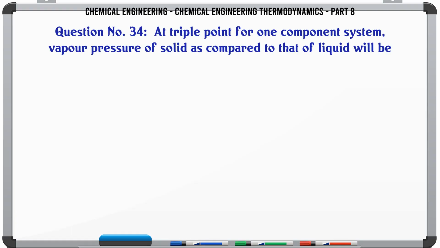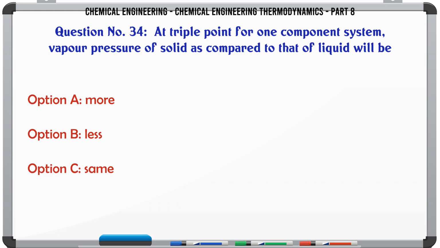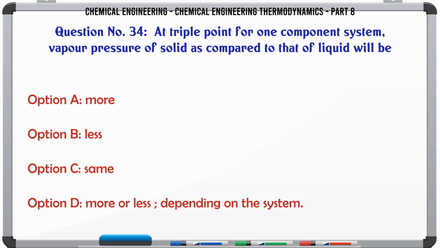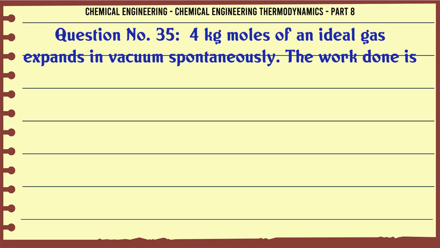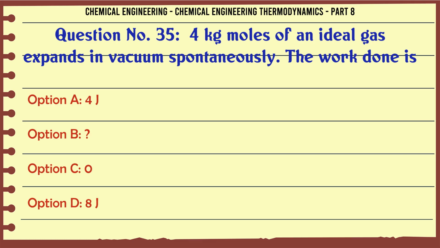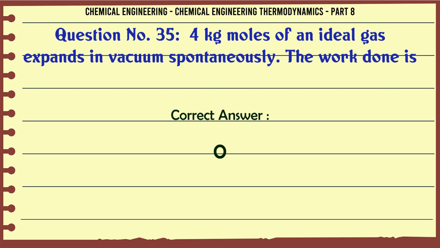At triple point for one component system, vapor pressure of solid as compared to that of liquid will be: A. more, B. less, C. same, D. more or less depending on the system. The correct answer is same. 4 kilogram moles of an ideal gas expands in vacuum spontaneously. The work done is: A. 4 J, B. ∞, C. 0, D. 8 J. The correct answer is 0.